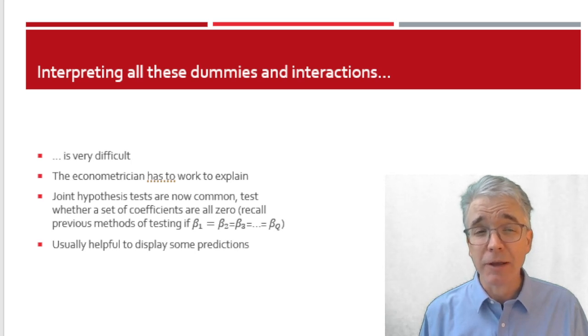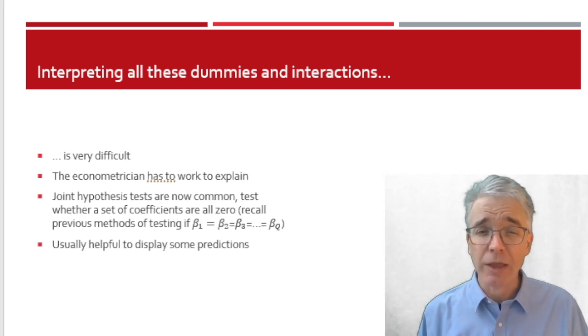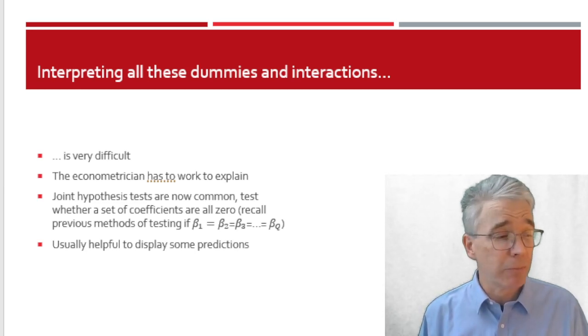You've got to think about not just how to get the output from the computer, but also what are the best ways to present all this. This commonly involves joint hypothesis tests. For example, within an interaction term, it's sensible to test whether some set of coefficients are all zero. In giving interpretations, it's often helpful to display some predictions. For example, if somebody's predicted wage, a particular sort of person, particular example, would be predicted to make this wage, somebody else predicted to make that wage. You can get a sense of whether those seem plausible.